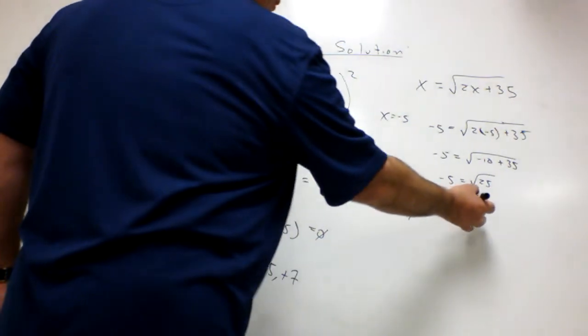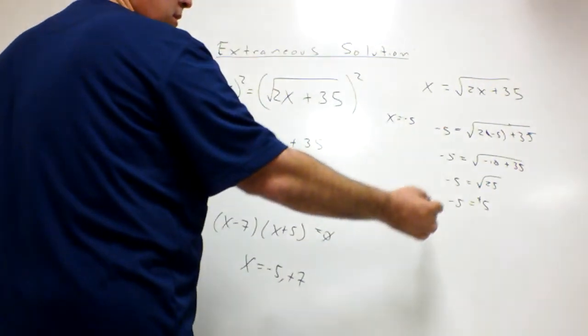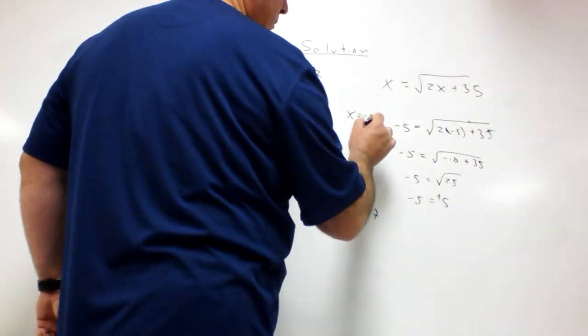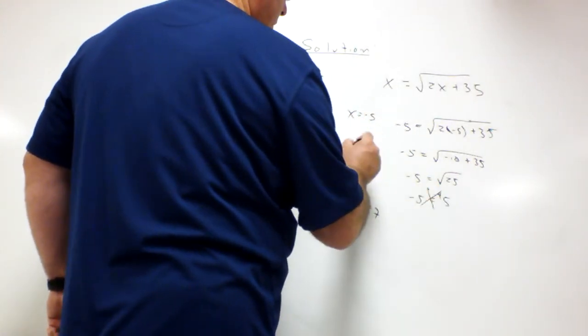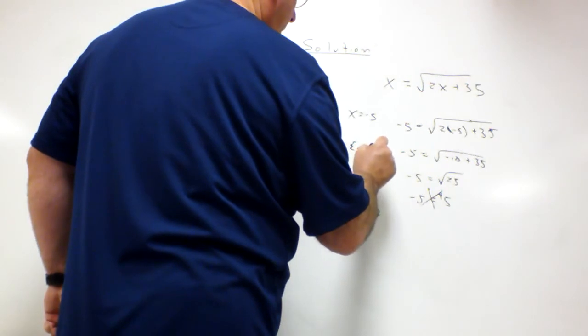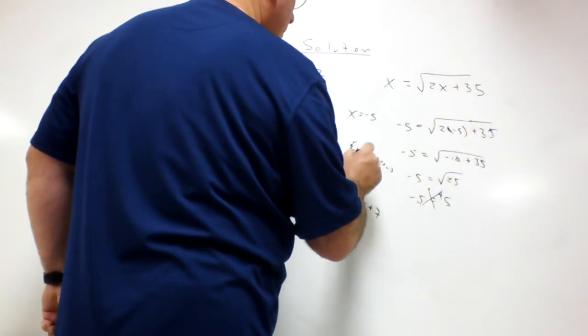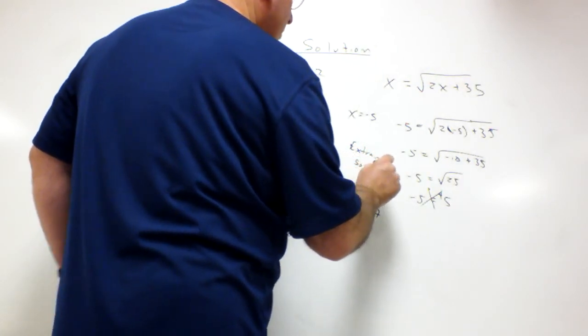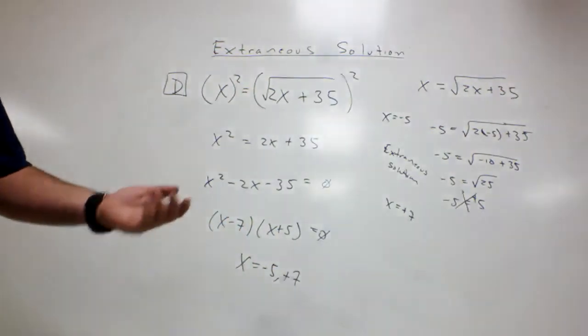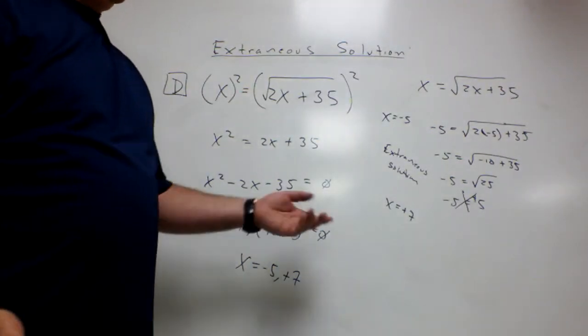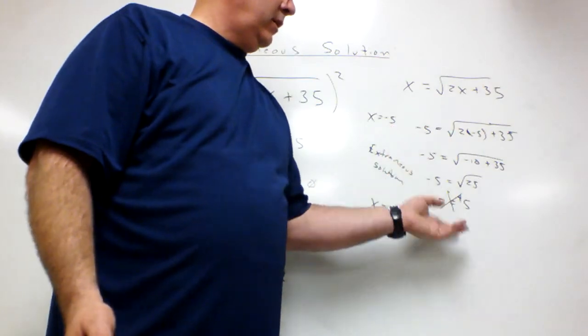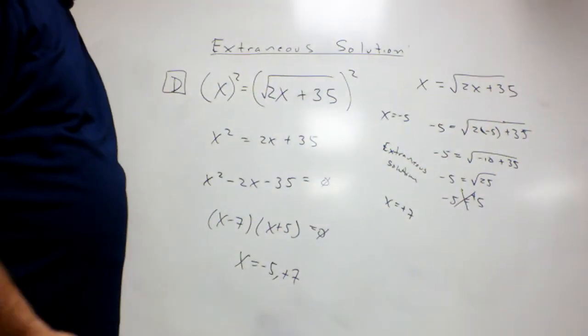Because the square root of 25 is positive 5, we would say that this answer yields an extraneous solution. So we would throw it out. We would say, okay, we're not going to let x be this negative 5 because it yields an invalid answer.